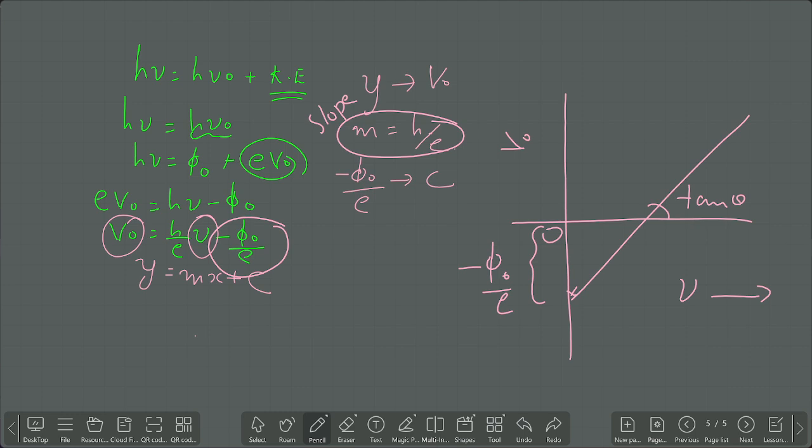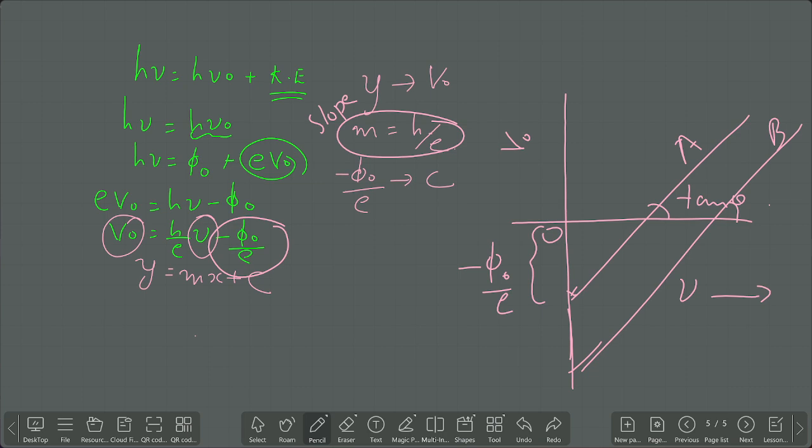What is h? h is Planck's constant, 6.626 times 10 to the power minus 34 joule second. What is e? Charge of the electron, 1.6 times 10 to the power minus 19. Both are constants. What does it mean? The slope is the same for any material. Suppose I am going to draw another material. This is material A. Another material I am drawing, you will get the same slope. Slope does not change because slope is always a constant. Questions are based on slope. Hope it's clear.